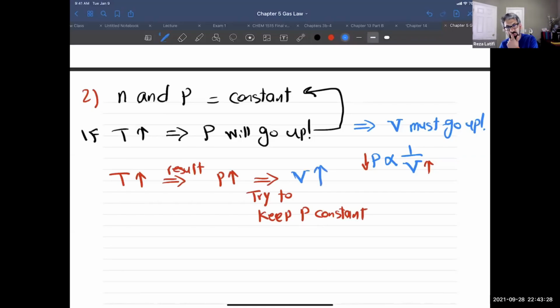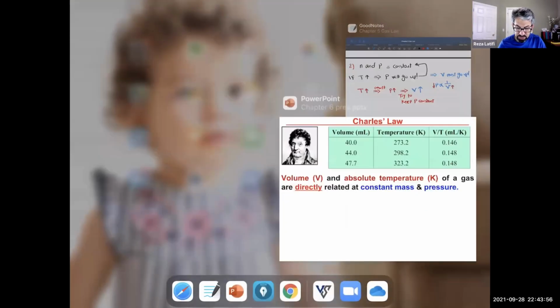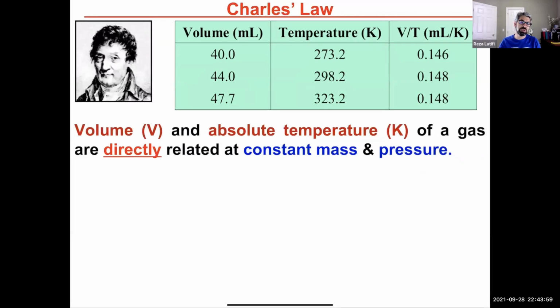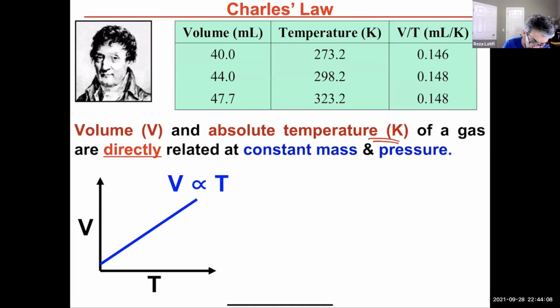Okay, volume must go up because based on the first law, volume is inversely connected to pressure, pressure is inversely connected to the volume. If volume goes up, pressure will go down. It will go down until we reach the initial pressure. And that's the reason we say the pressure now is still the same number. So we say we did the process under constant pressure. Okay. And based on Charles' law, if the temperature in Kelvin goes up, volume must go up to keep the pressure constant. So by increasing temperature, volume will go up.